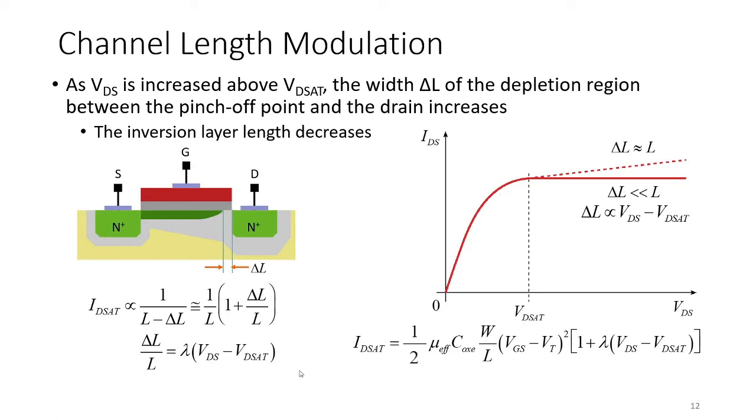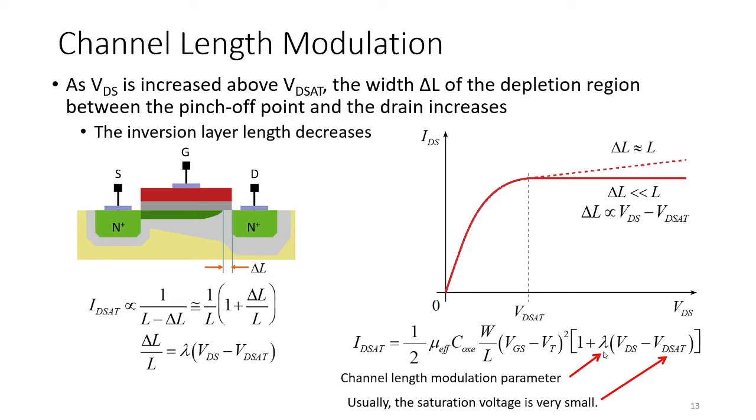And from these assumptions, we can show that the effective IDSAT is now increasing because the length is going down. This quantity is the process transconductance earlier, the Kn or the Kp. And as you can see, if the length is decreasing, this current increases.